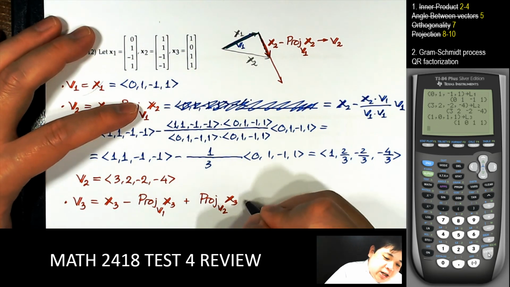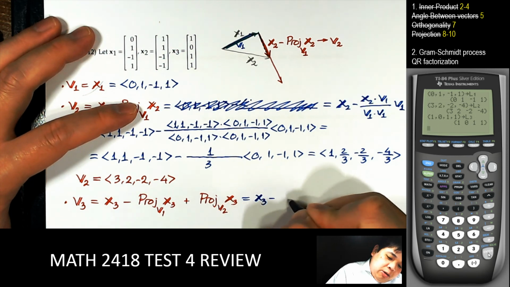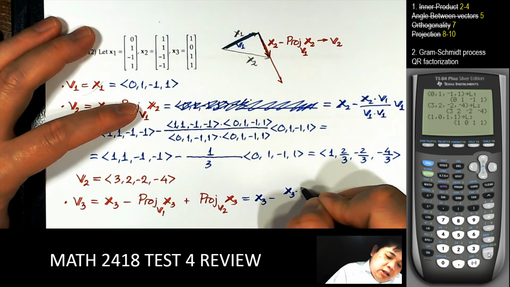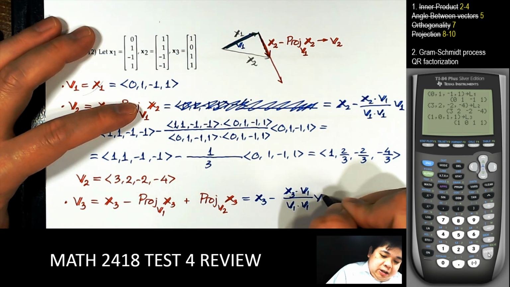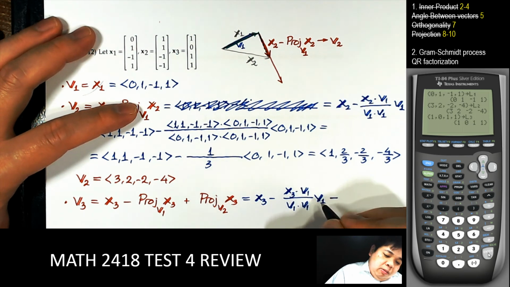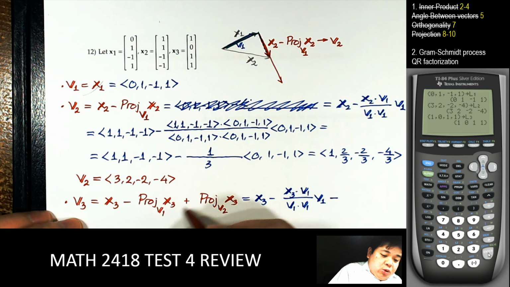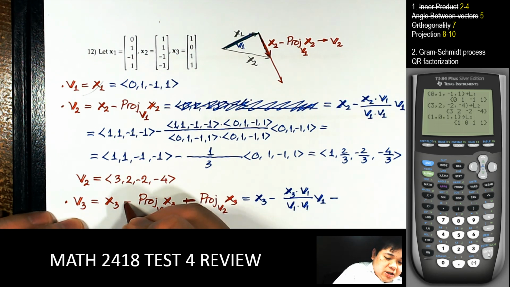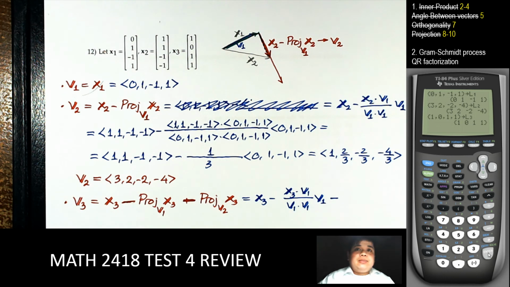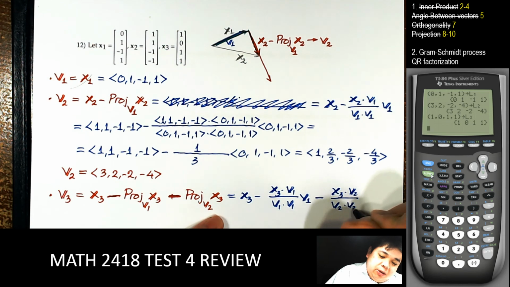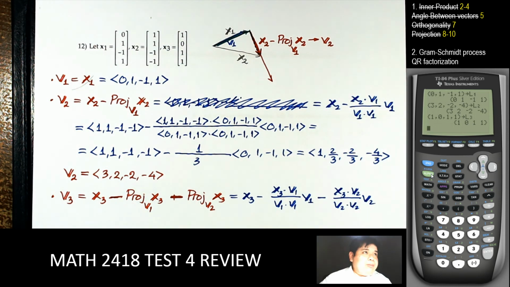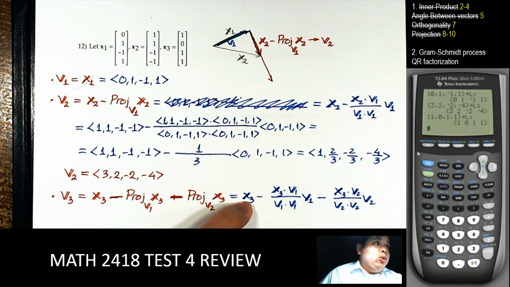If we write it out, it will be x3 minus x3 dot v1 over v1 dot v1 times v1. If we write a plus, we should have the parentheses, but actually it will be minus, both minus. Just write that first: x3, v2, v2. Alright, so we start with x3.